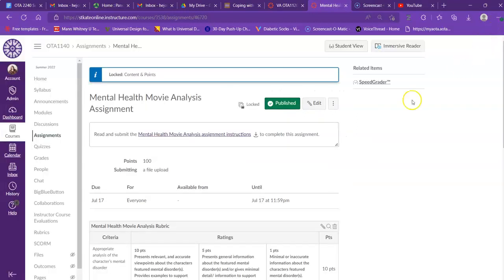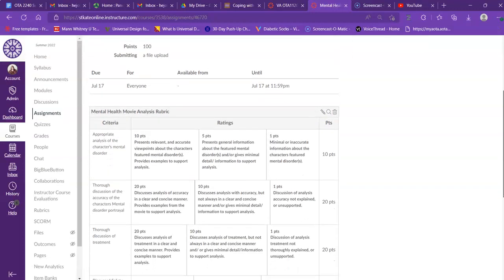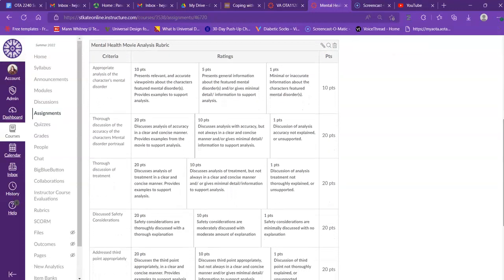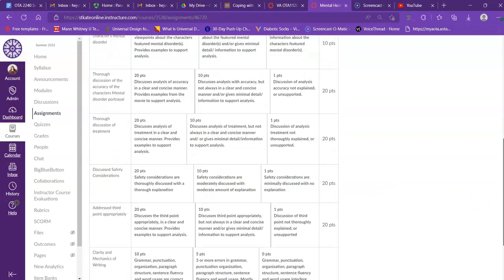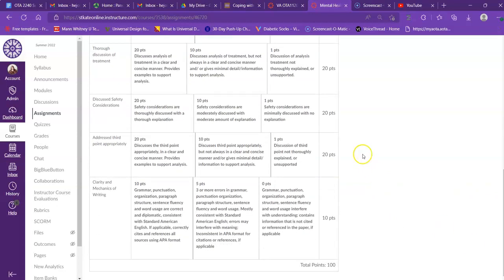I also want to point out to you guys for this assignment that you need to pay attention to your rubric. Your rubric is going to tell you exactly what it is I'm going to be looking at when I'm grading this assignment. It breaks down point by point. Did you do an analysis of the disorder? Did you discuss the accuracy of the portrayal? Did you give me a discussion of the treatment, safety considerations, etc.? So just make sure all of those areas are also discussed in your paper so that you will receive full points.